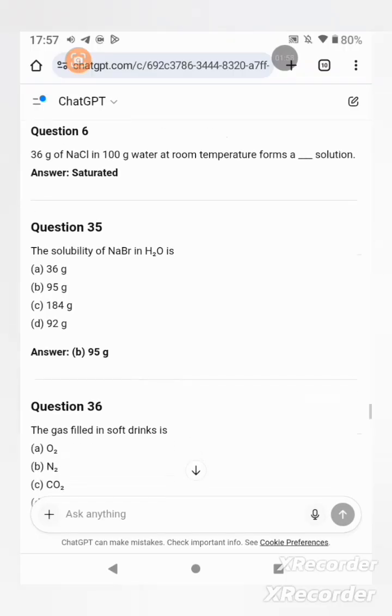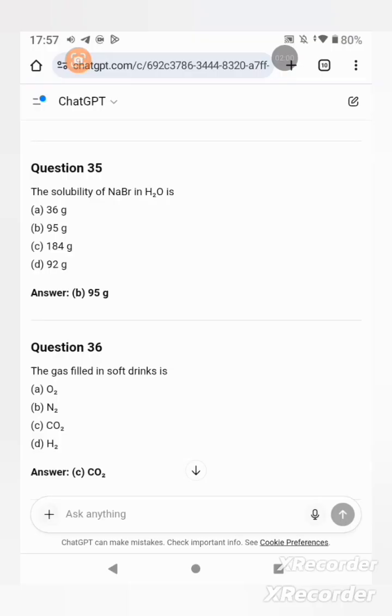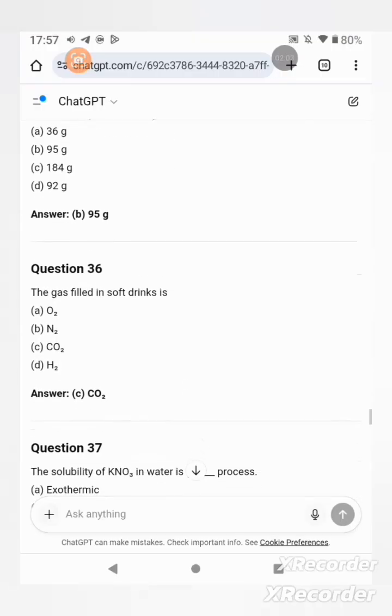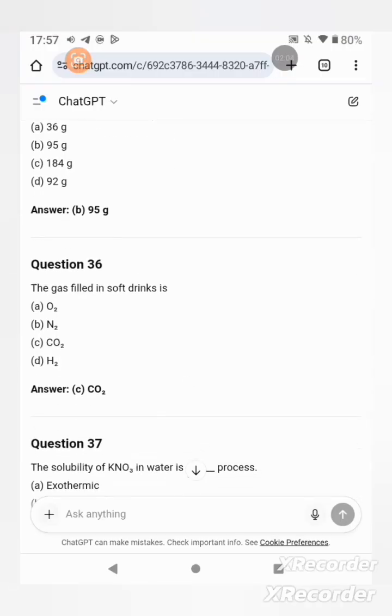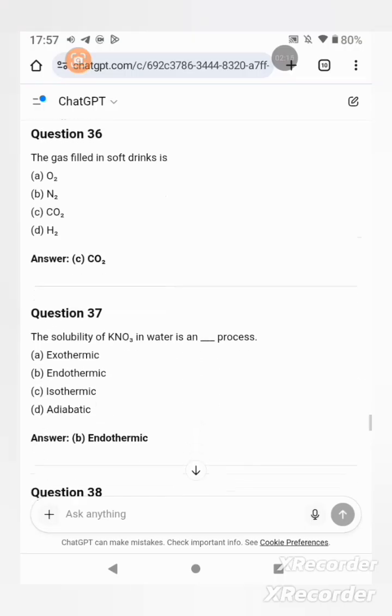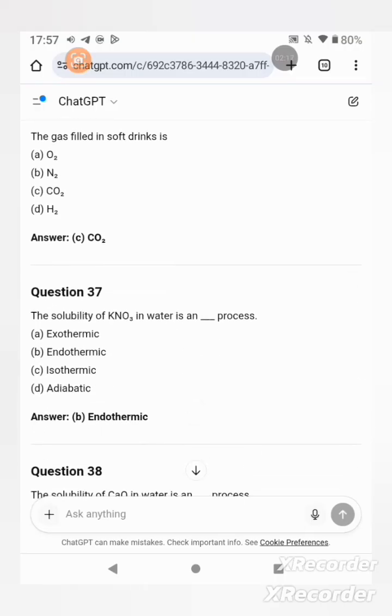Answer: saturated. Question 35. The solubility of NaBr in H2O is A. 36 grams, B. 95 grams, C. 184 grams, D. 92 grams. Answer: B. 95 grams. Question 36. The gas filled in soft drinks is A. O2, B. N2, C. CO2, D. H2. Answer: C. CO2.